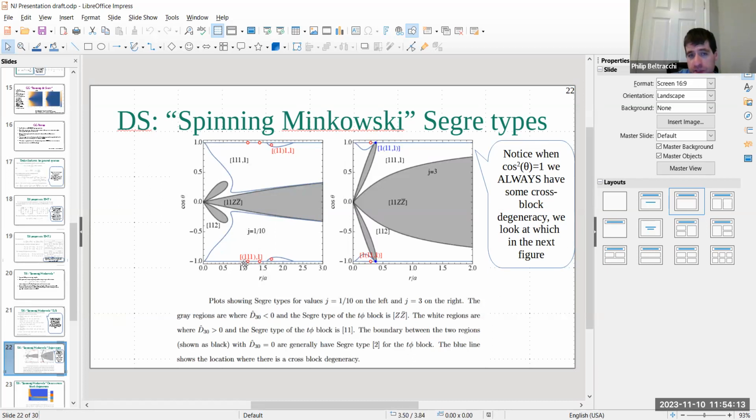Notice that at this red point, since it's the 3 space-like eigenvalues which are degenerate, at this point only, we have what looks like a perfect fluid behavior. Although throughout the rest of the space-time, the Segre type is obviously not perfect fluid because we have these complex conjugate eigenvalues or double null eigenvectors. One thing that's interesting is that unless cosine is 1 or negative 1, we always have some sort of degeneracy between the blocks, which we can look at in the next figure.